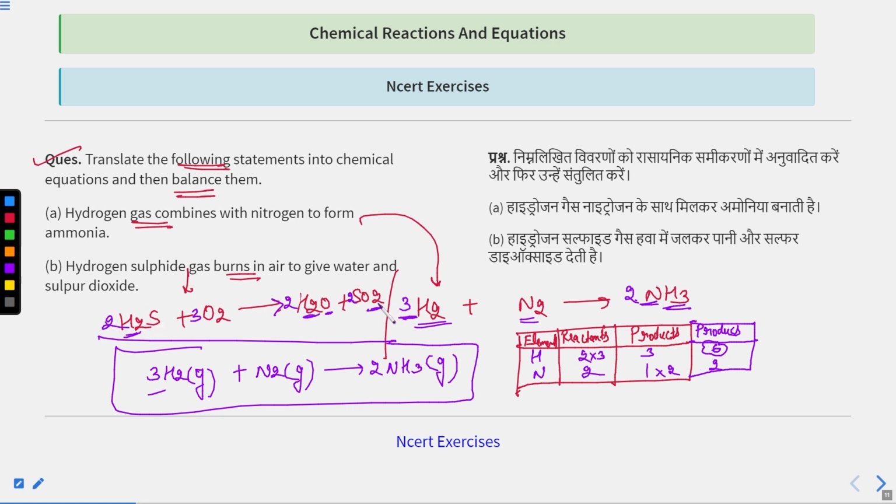So 2 times 2, 4 oxygen plus 2 oxygen, 6. Total 6 oxygens are there. And 2 sulfur, 2 sulfur. 2 times 2, 4 hydrogens, 2 times 2, 4 hydrogens. Now you can see the number of atoms of each and every element, which is hydrogen, oxygen and sulfur, in the reactant side and product side are equal.